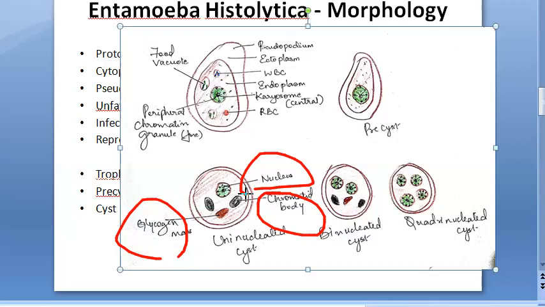The chromatid bodies are so called because they stain with hematoxylin like chromatin. These chromatid bodies don't have chromatin. They just stain like chromatin, because they stain like that with hematoxylin.